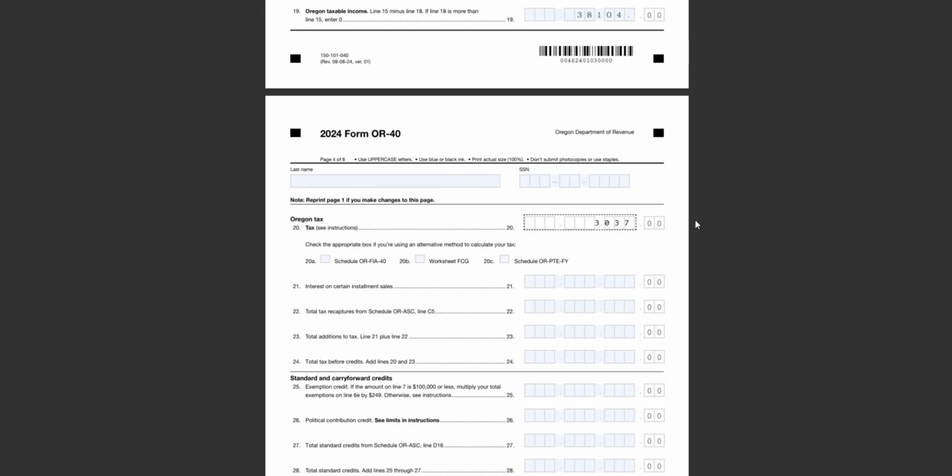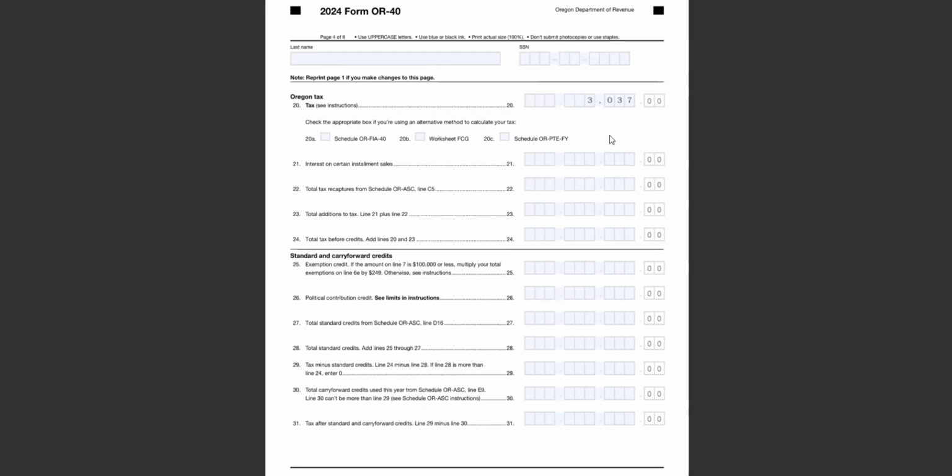$3,037. And after doing the California taxes, this is more than 3 times what Oregon requests as their income tax versus what California requires. So I don't know what people are talking about. It's cheaper to live in Oregon, because it's not. All right.